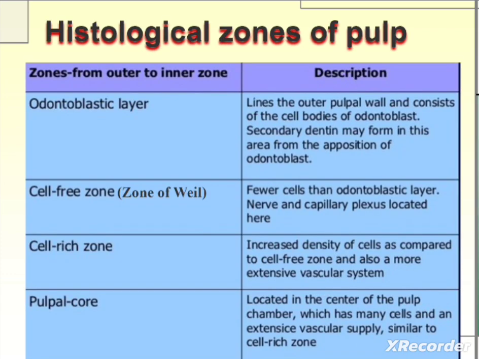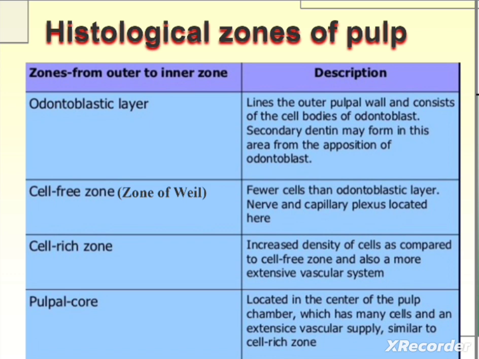Now let's see the histological zones of a pulp. So from outer to inner zone, the outermost zone is the odontoblastic layer. The innermost zone is the pulpal core. So first of all, let us see the outermost layer, that is the odontoblastic layer. The odontoblastic layer lines the outer pulpal wall and it consists of the cell bodies of odontoblast. Secondary dentine is formed from odontoblast.